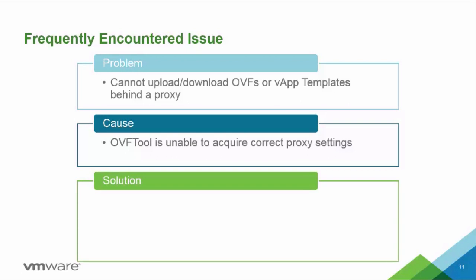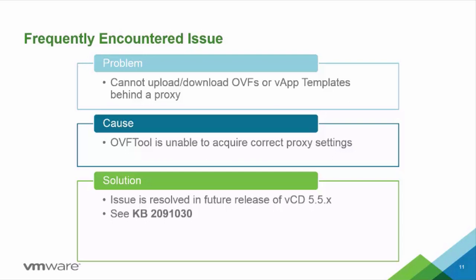The issue is going to be fixed in a future release of 5.5, and a workaround for the moment would be to download the standalone OVF tool, not the one that's bundled with vCloud, and use that to upload your ISOs or templates. We have a KB there, 2091030, and I'd recommend checking in on that KB, maybe subscribing to it to be alerted when changes are made.